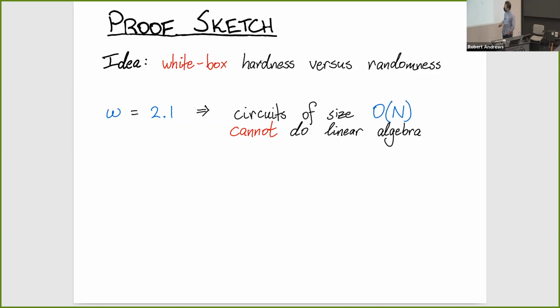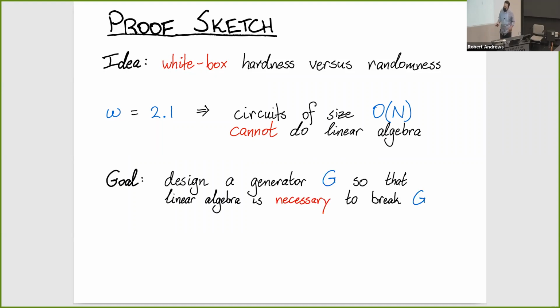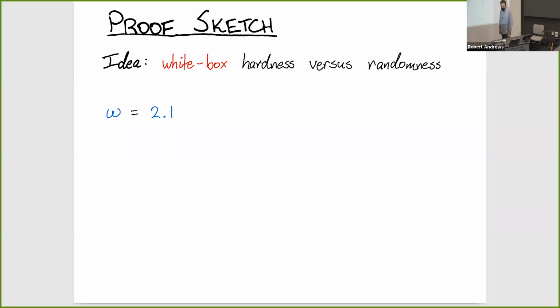And if they can't do linear algebra, well, our idea is let's design a generator where breaking the generator requires you to do some kind of linear algebra. Okay, this is the idea. Now we'll make this precise in a moment, but you should really keep this, this is the takeaway, like maybe philosophical message that if omega is large, linear algebra becomes hard in some sense. Okay, so what are we really going to do?